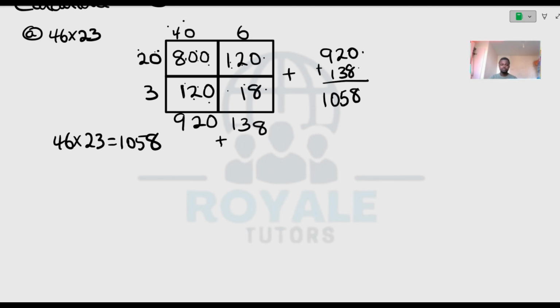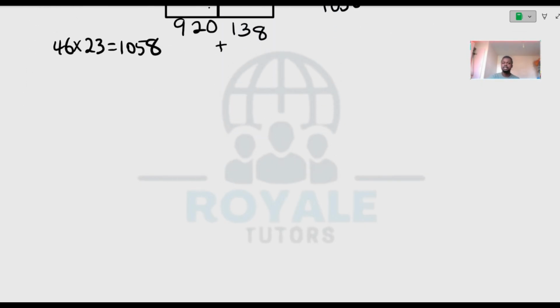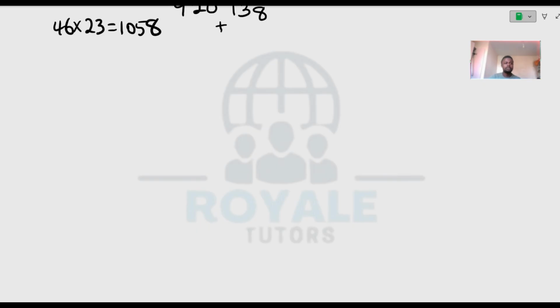So that is how it looks when you use box method for the multiplication. Let's take the second example, which is 58 times 19. 58 times 19. We want to use box method as well. So the first thing is for us to draw a box.